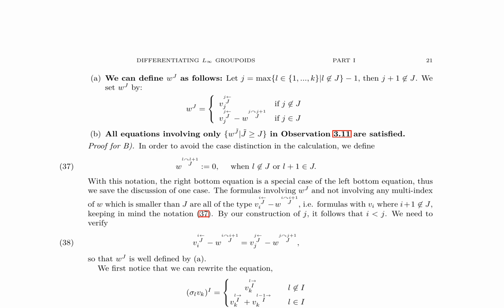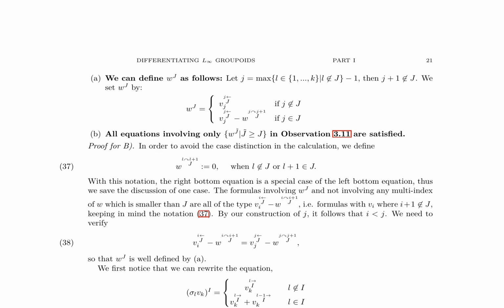In the context of this research, wj is a critical component defined as the maximum value L in the set 1, k, such that L, E element of j, minus 1, followed by j plus 1, E element of j. This definition is pivotal in proving that all equations involving only wj, j is greater than or equal to j, in observation 3.11 are satisfied.